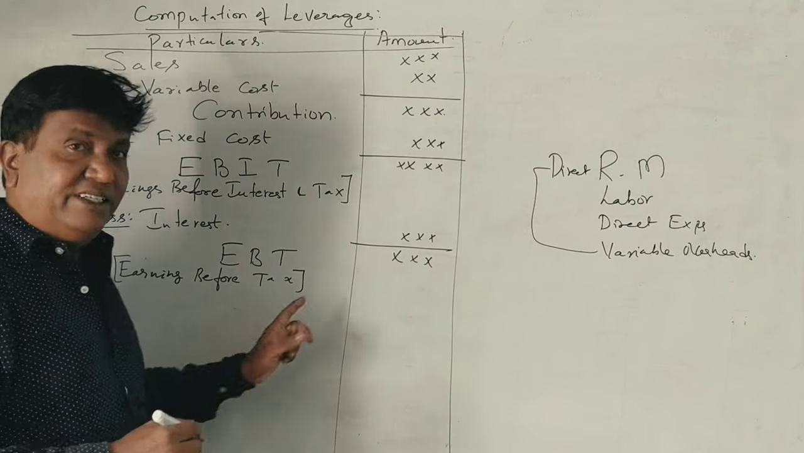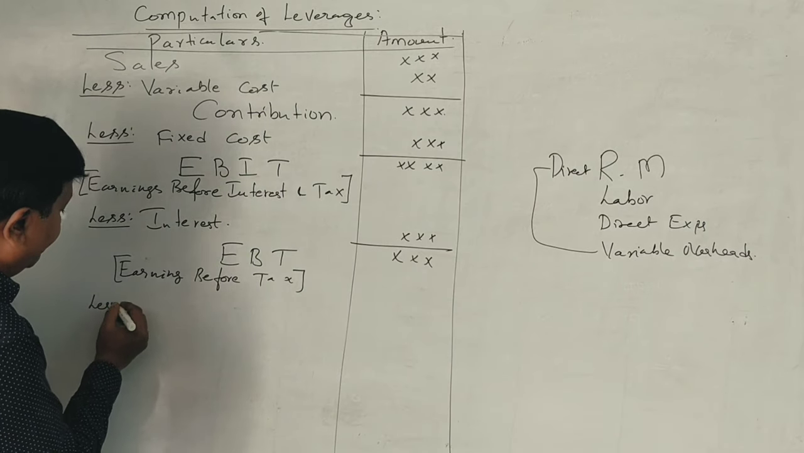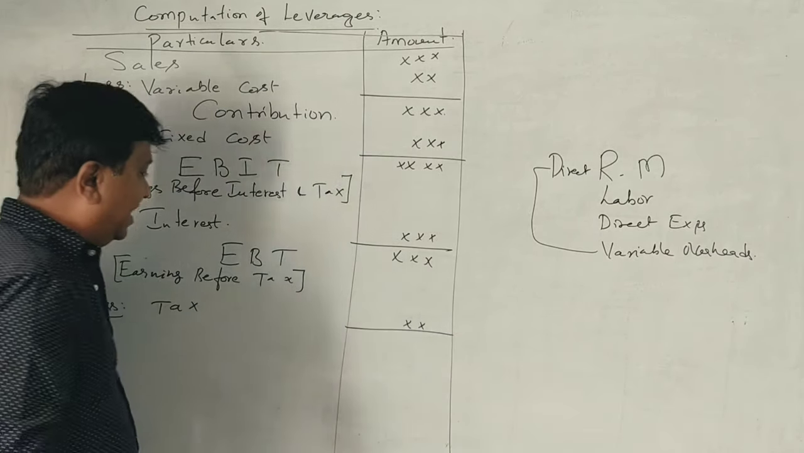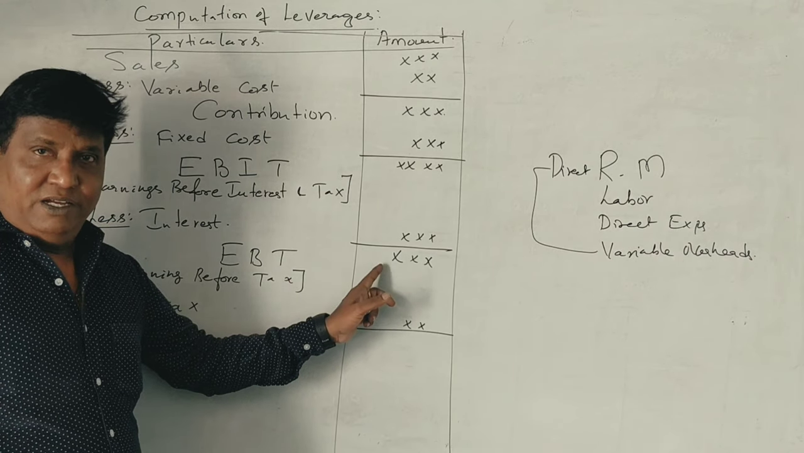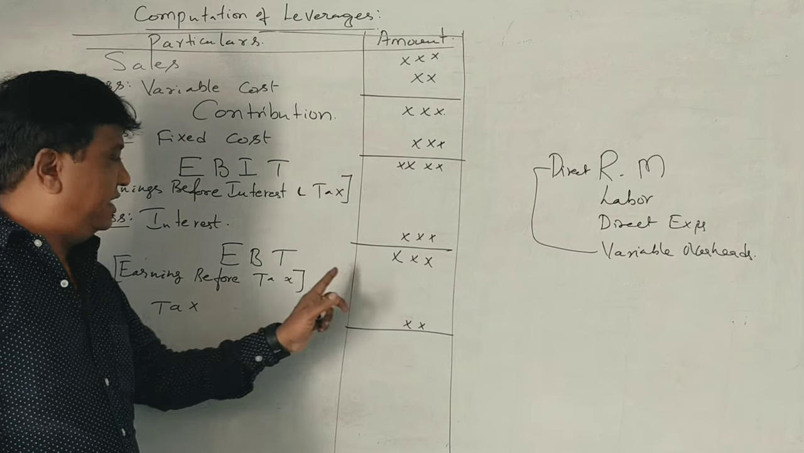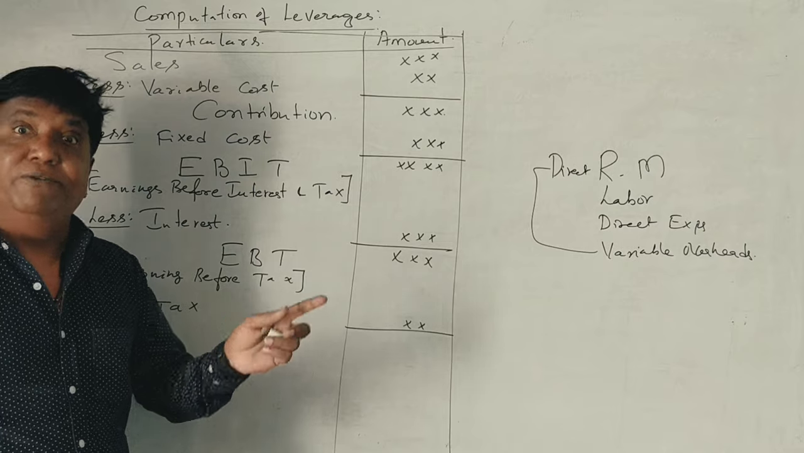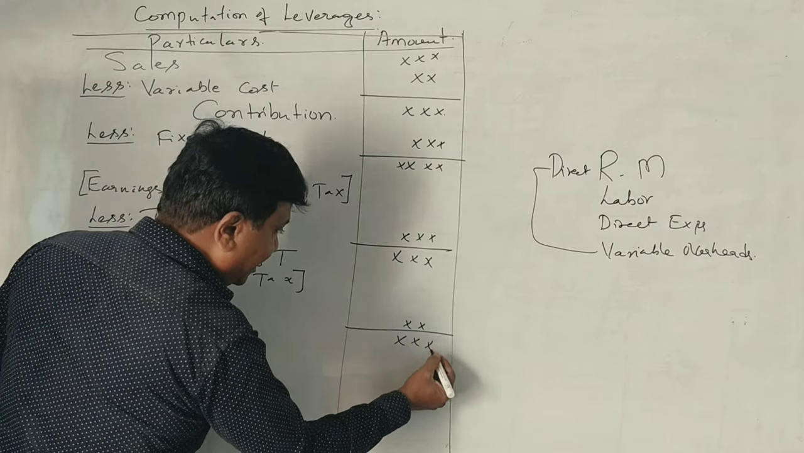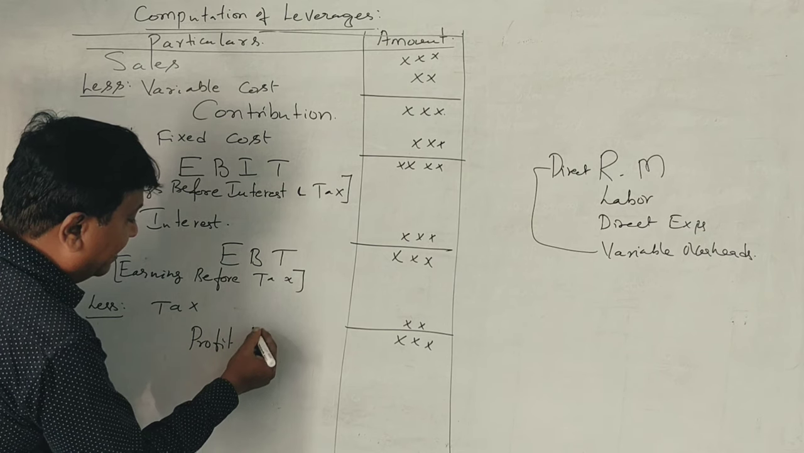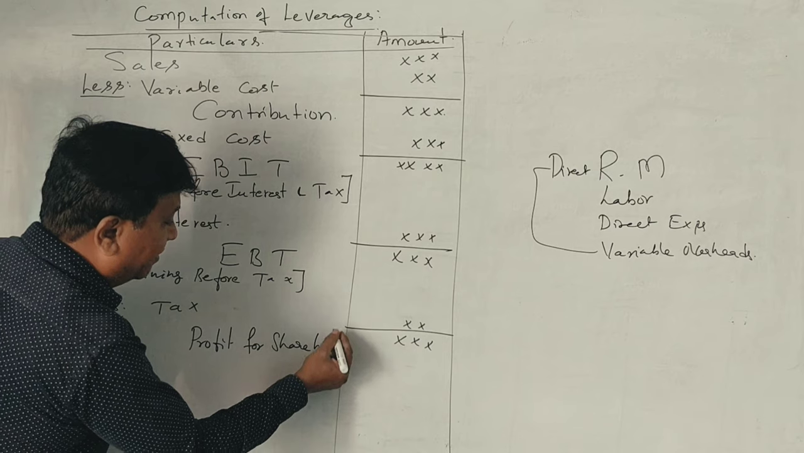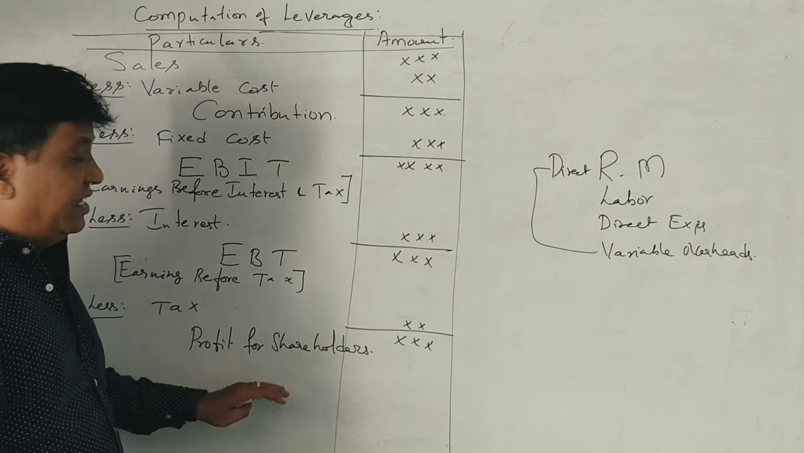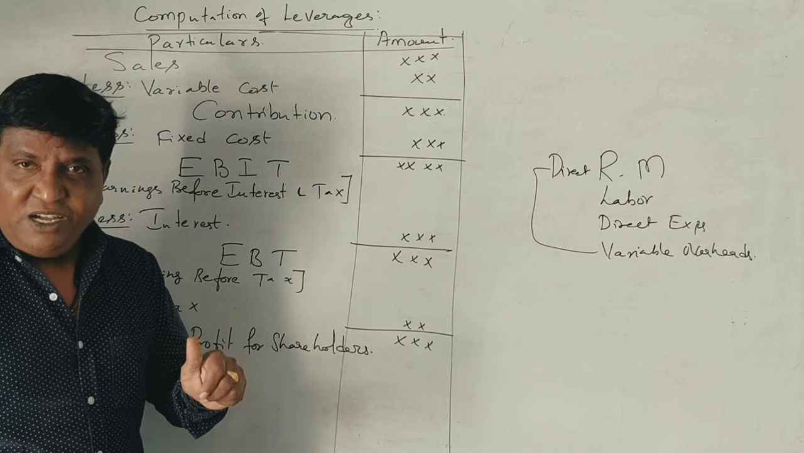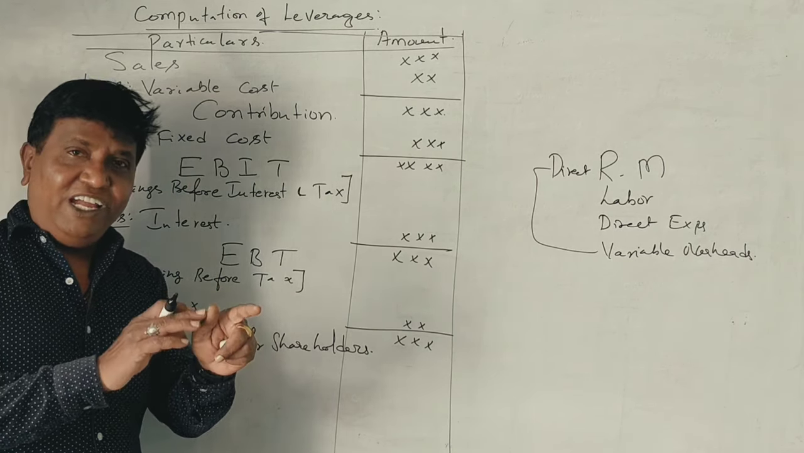From this EBT, what do we deduct? We deduct tax. Generally, tax is calculated on this EBT, which is also called PBT, that is profit before tax. If you deduct the tax, whatever you get is called profit for shareholders. How many types of shareholders are there? Two types: equity share capital and preference share capital.